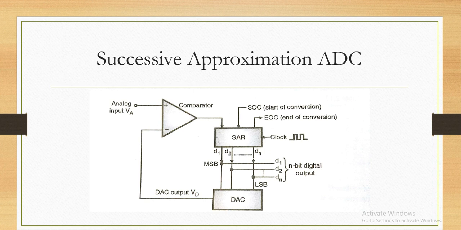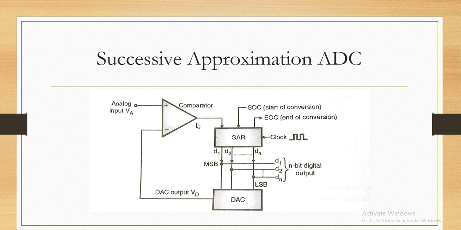Here three most important things are used. One is the comparator, another is the successive approximation register, which is the most important block in this type of ADC. That's why this type of ADC is named successive approximation type ADC. This is the successive approximation register, that is SAR. And the third important thing is that we require a digital to analog converter. See, this is very interesting. To convert analog voltage into digital, we require a digital to analog converter inside that. So these are the three most important things that we are using here.